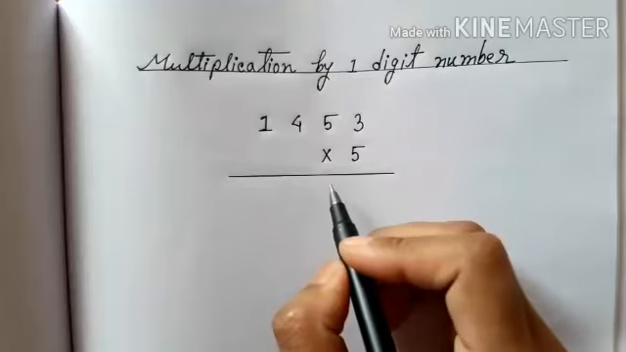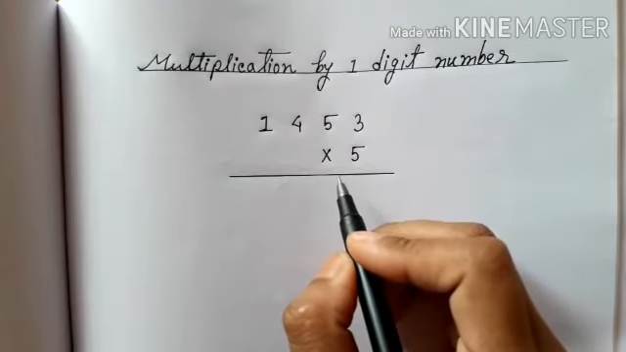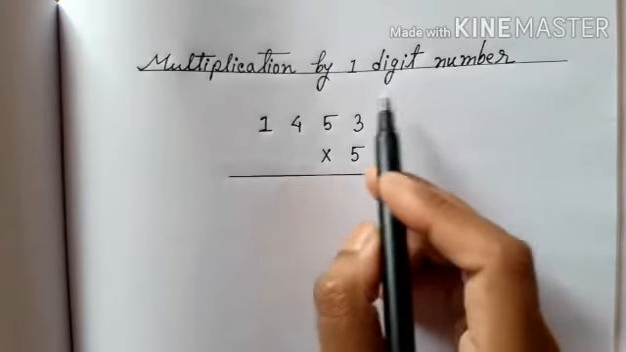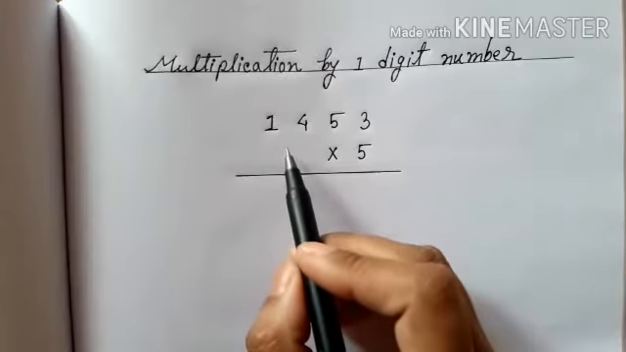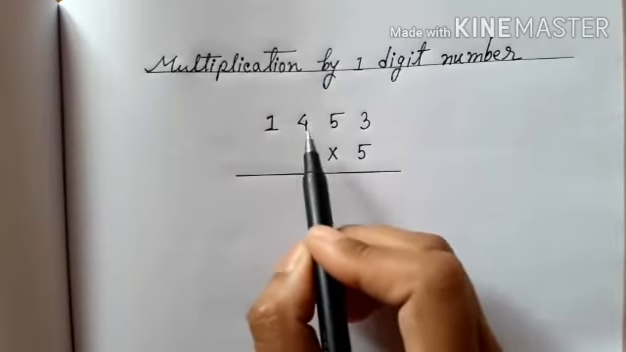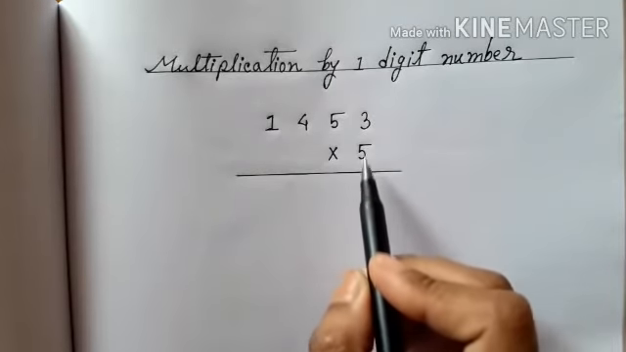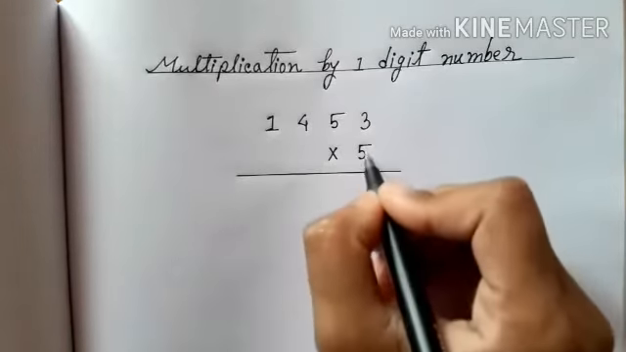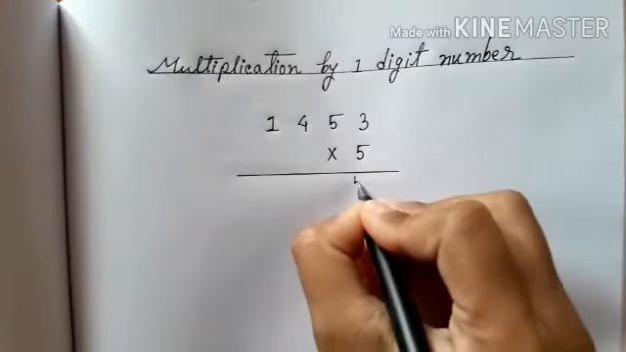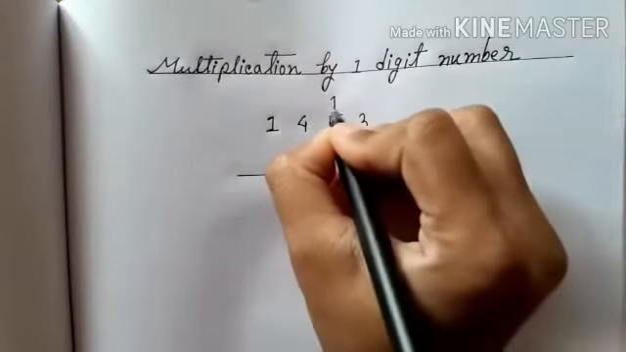Okay. So students, first of all, we will learn multiplication by a one-digit number. Here we have to multiply 1453 by 5. So look at here how to multiply. 3 5s are 15. So put here 5 and 1 is carried.